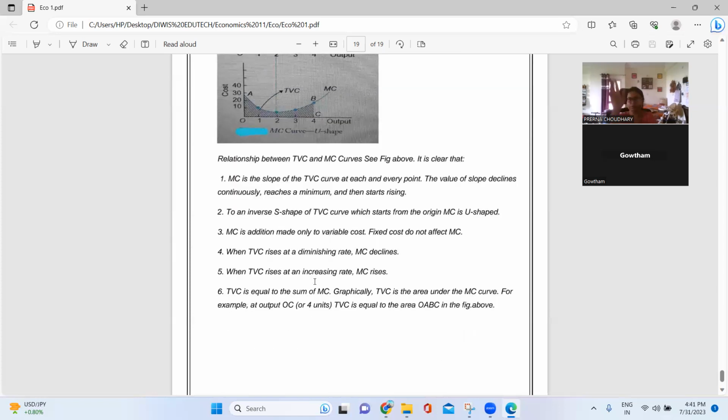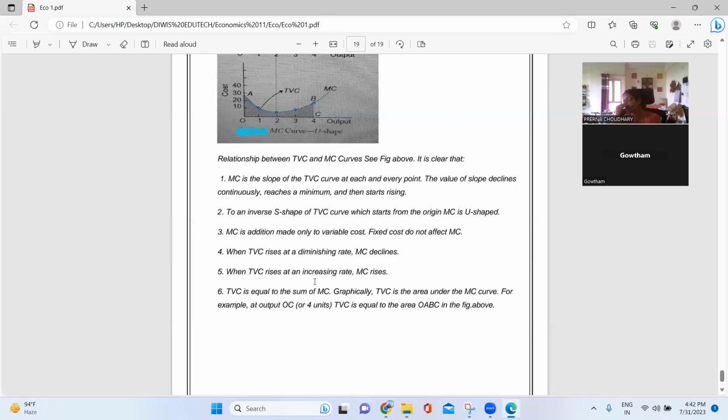What is the relationship between MC and TVC? MC is the slope of the TVC curve at each and every point. The slope of TVC will be given by marginal cost. The value of slope declines continuously, reaches a minimum, and then starts rising, due to the inverse S shape of the TVC curve which starts from the origin. MC is U-shaped. MC is addition made only to variable cost. Fixed costs do not affect MC. Keep this in mind.